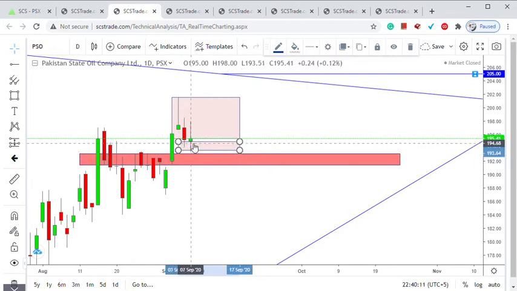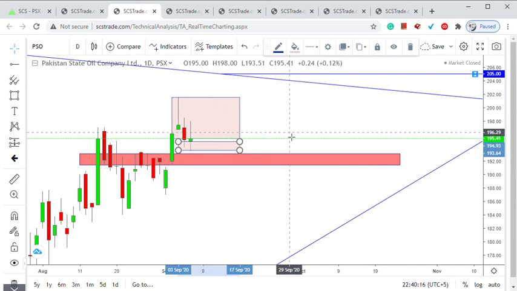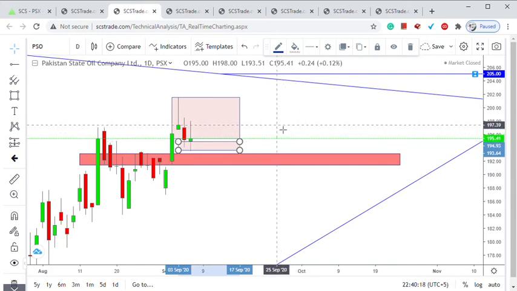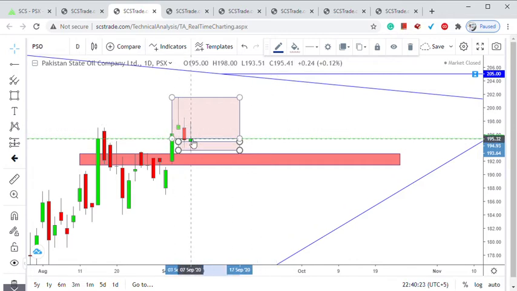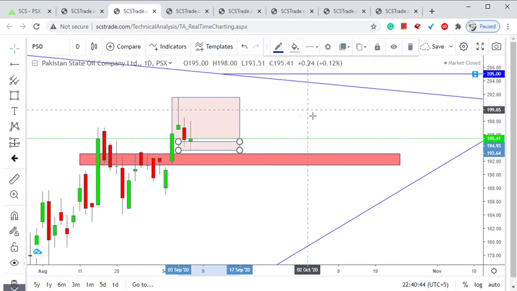Okay, so today the stock opened up right here and closed right here. It did not close higher than it opened. To say it precisely, the stock opened at 195 rupees, traded between 198 and 193.51 rupees, and closed at 195.41 rupees. That means it closed only 41 paisa higher than it opened.